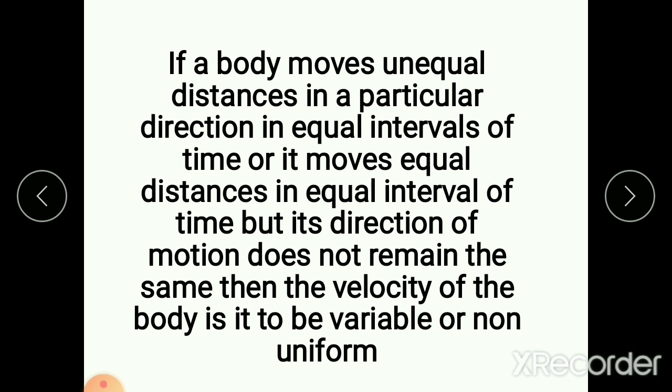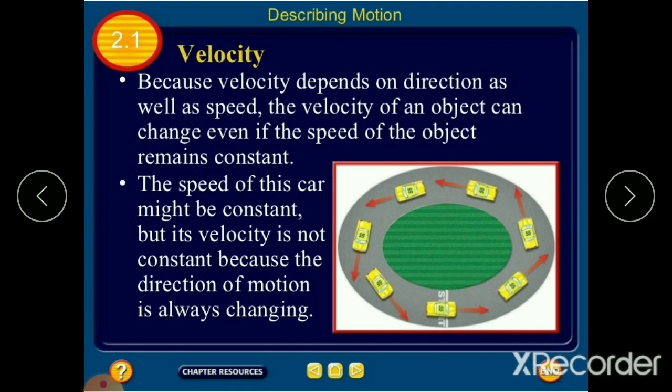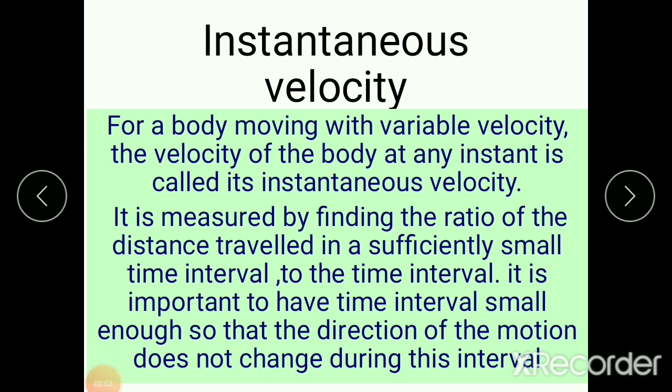Let's see an example. The motion of a body in a circular path, even with a uniform speed, is with variable velocity, that is non-uniform velocity. Because velocity depends on direction as well as speed. The velocity of an object can change even if the speed of the object remains constant. That is the speed of the car. Here the speed of the car might be constant, but its velocity is not constant because the direction of motion is always changing.